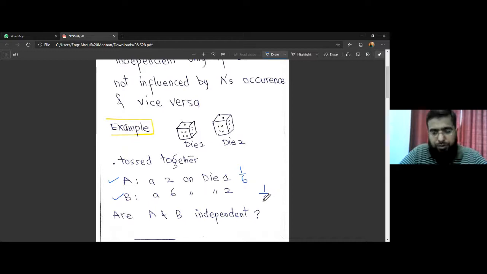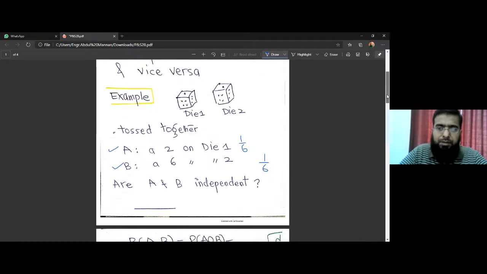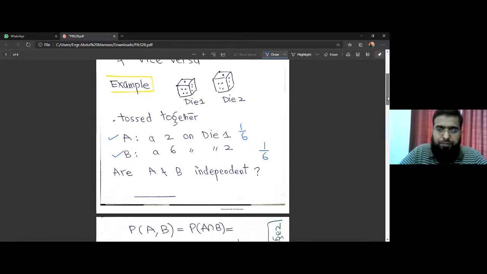These two events are independent because rolling die 1 is not influenced by rolling die 2 or vice versa. Their occurrence is not mutually affecting each other; the occurrence of one event isn't affecting the occurrence of the other. Therefore, these two events are independent. There are also dependent events, for which we will solve an example at the end of this lecture.